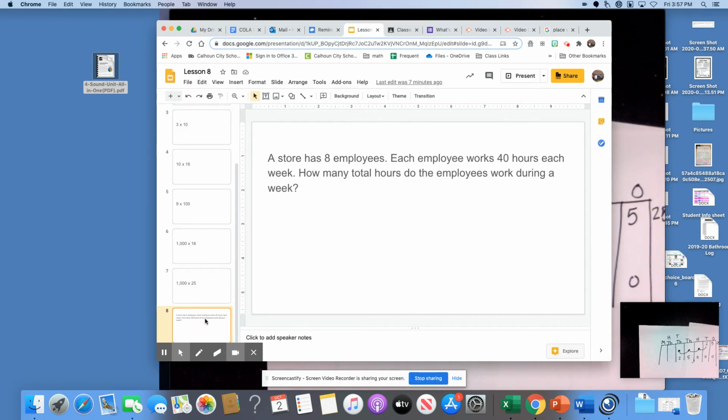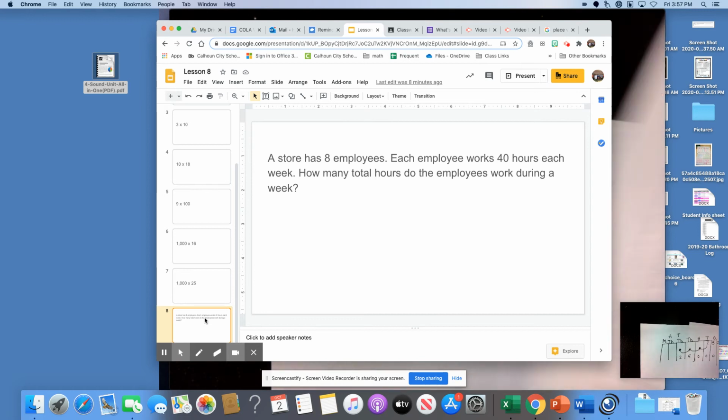Now, using what you understand and what we just worked on, we're going to challenge you and think about times 10 and make it a little more difficult. So a store has 8 employees. Each employee works 40 hours each week. How many total hours do the employees work during a week? So first you need to think about, what are they asking me to do? Well, let's think logically. Each employee, how many hours do they work? They work 40 hours, and there's 8. So it's asking you to multiply.